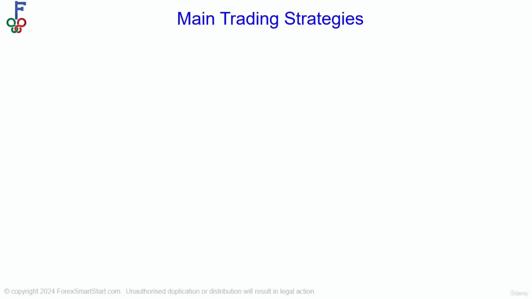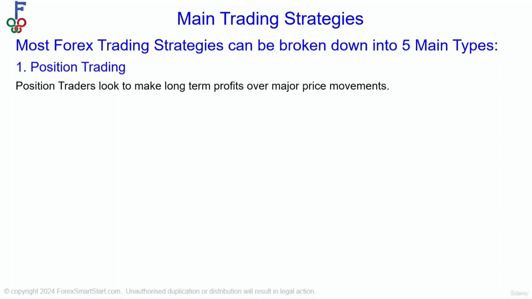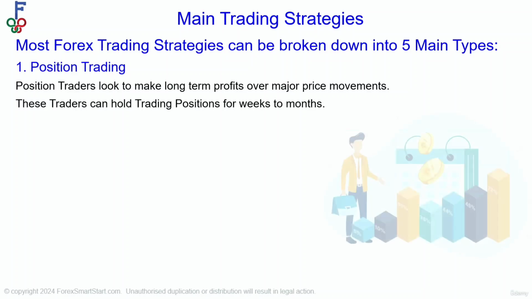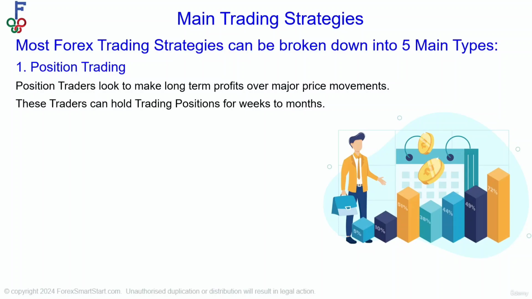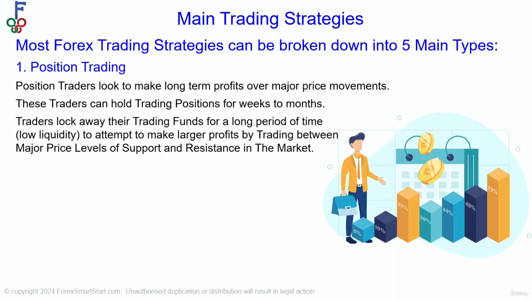Main trading strategies. Most Forex trading strategies can be broken down into 5 main types. Number 1 is position trading. Position traders look to make long-term profits over major price movements. These traders can hold onto trading positions for weeks to months. Position traders lock away their trading funds for a long period of time, low liquidity, to attempt to make larger profits by trading between major price levels of support and resistance in the market.